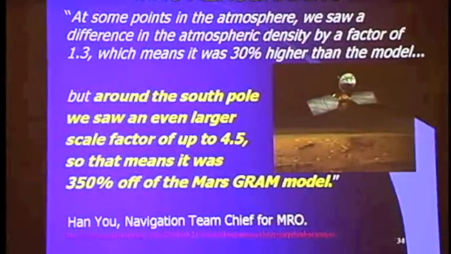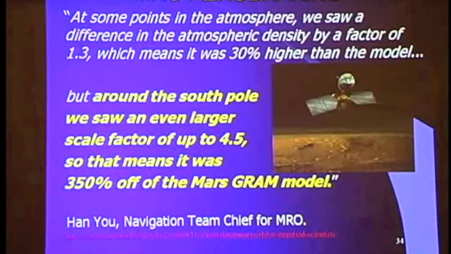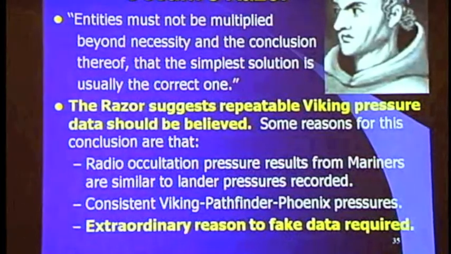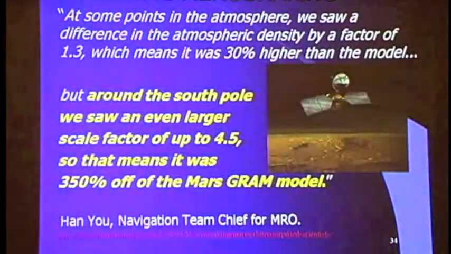Okay, Mars Reconnaissance Orbiter and the Navigation Chief Han Yu. Okay, at some points in the atmosphere, we saw a difference in the atmospheric density by a factor of 1.3, which means it's 30% higher than the model. But around the South Pole, we saw an even larger scale factor of 4.5, which means it was 350% off the Mars-GRAM model. Now, you cannot use spectroscopy at the poles because of the ice. That is a problem. Next.